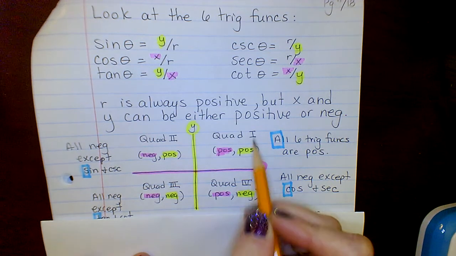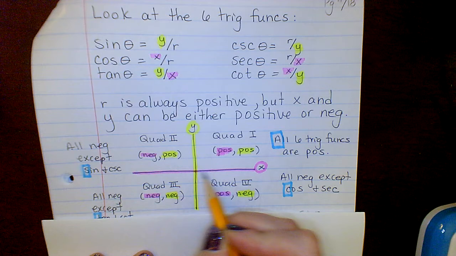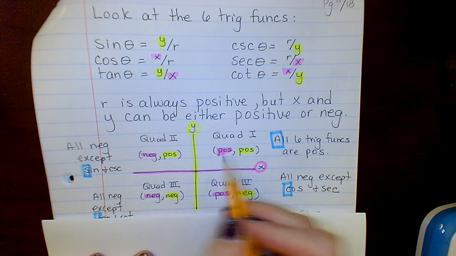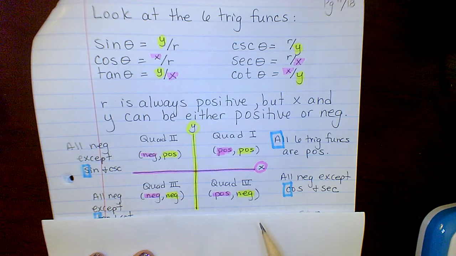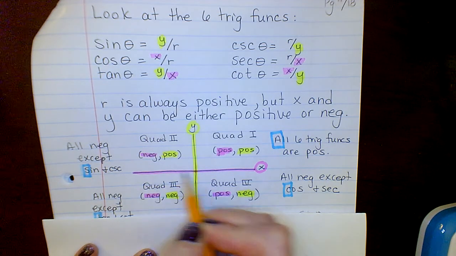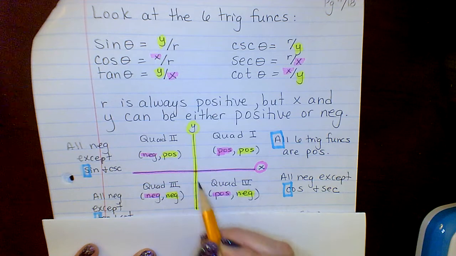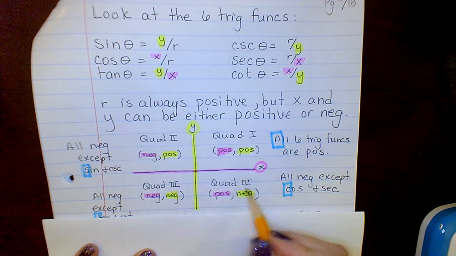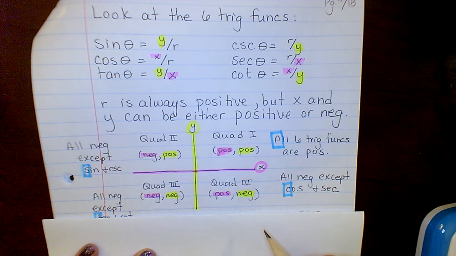So if we look first at quadrant 1, we know all the points in quadrant 1 have a positive x value and a positive y value. Now you'll notice how I color-coded these to match the x's and the y's up here as well. In quadrant 2, all the points have a negative x and a positive y. In quadrant 3, all the points have a negative x and a negative y. And in quadrant 4, all the points have a positive x and a negative y.